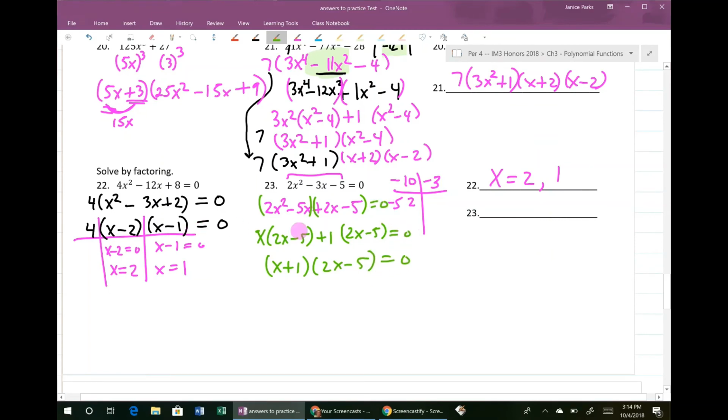Okay, so the whole time we're equal to 0. We set them equal to 0. X plus 1 is equal to 0. 2x minus 5 equals 0. So we have two answers again for x, negative 1 and positive 5 halves.